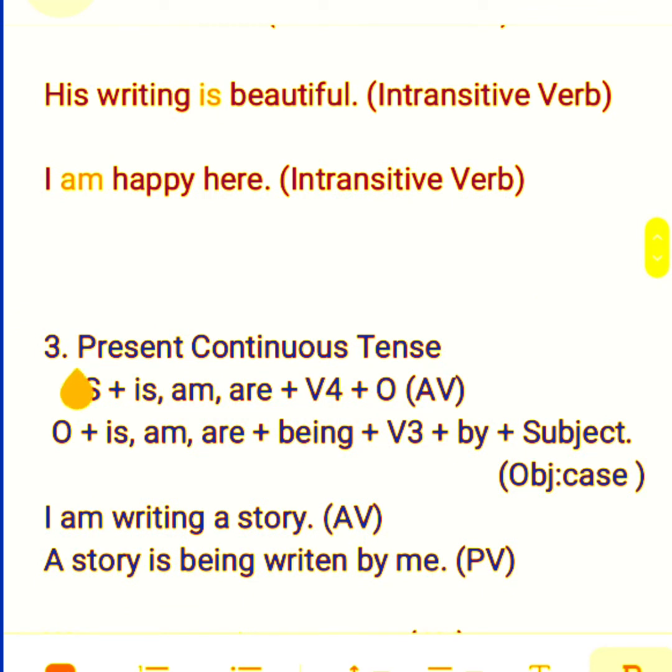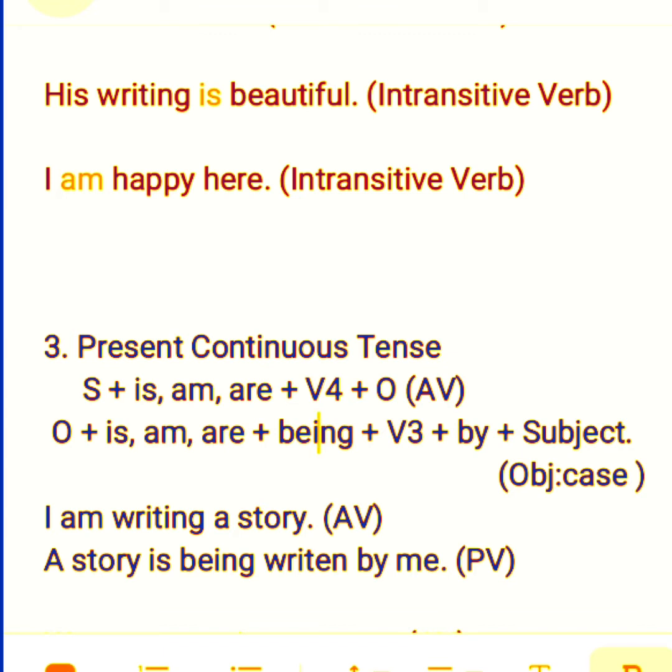Number 3, present continuous tense. The formula is subject plus is/am/are plus V4, fourth form of the main verb plus object. The formula of passive voice is object plus is/am/are plus being. Now see, if there are is/am/are as helping verbs in active voice, then we have to add being in passive voice. It shows that this is continuous tense. Present continuous and past continuous tense, both the tenses have being in passive voice. This shows that this is a continuous tense.